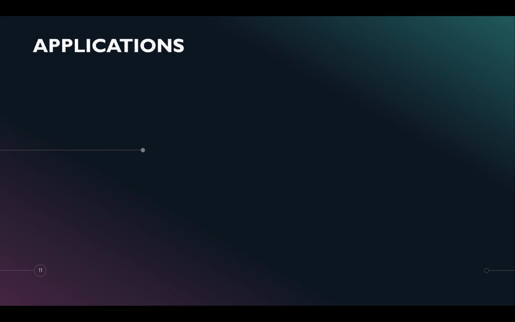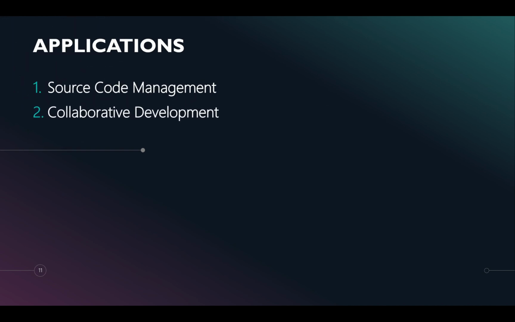On the contrary, here are the applications. 1. Source code management. Helps manage and track changes to source code files. Developers use Git to track changes, collaborate with team members, and maintain different versions of their code base. 2. Collaborative development. Git enables multiple developers to work on the same project simultaneously by allowing them to merge their changes seamlessly. This facilitates collaboration among team members working on different features or tasks.